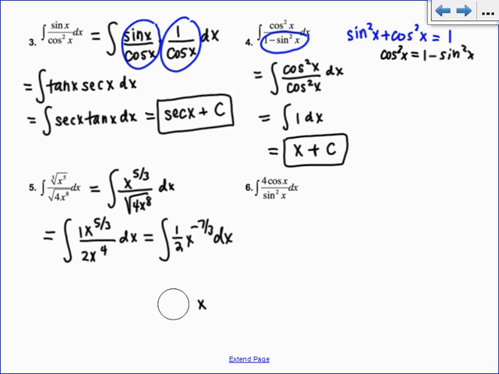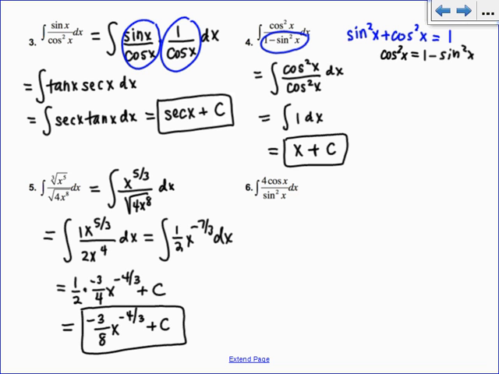So now I'm ready to integrate. I'm going to add 1 to the power. So negative 7 over 3 plus 3 over 3 is negative 4 over 3. I put the new power's reciprocal out front, so I have negative 3/4. But I still have a 1/2 and a plus c. So your answer should be negative 3 over 8, x to the negative 4/3 plus c. So we're getting a little bit harder.